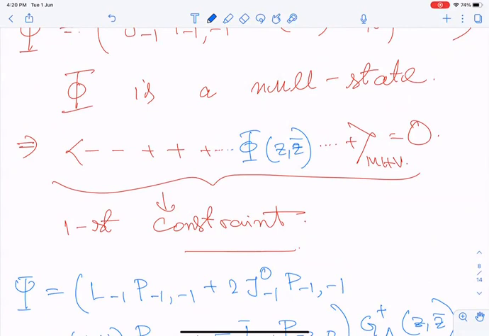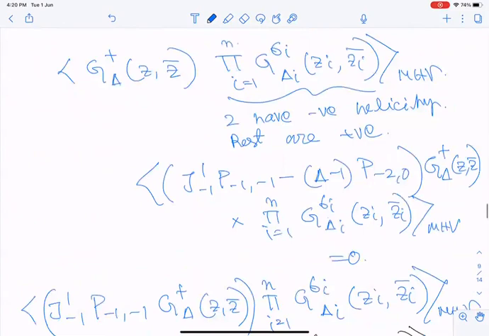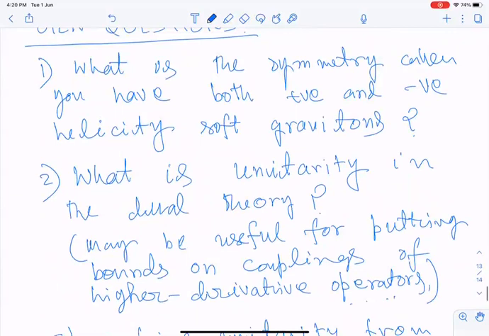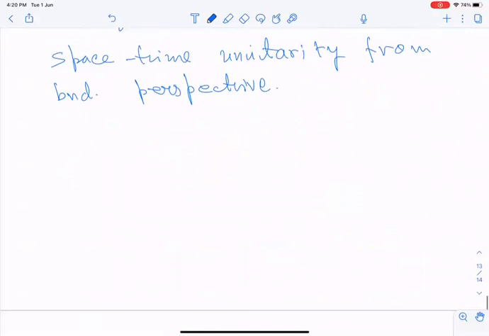So these are, I think, the open questions. The first one is maybe easier to solve than the second one. If you want to do the bootstrap, putting bounds on coefficients of these R squared, R cubed type of terms, then this may be useful, but I don't know. So this is one type of thing. Now let me give you the answer to the other question.